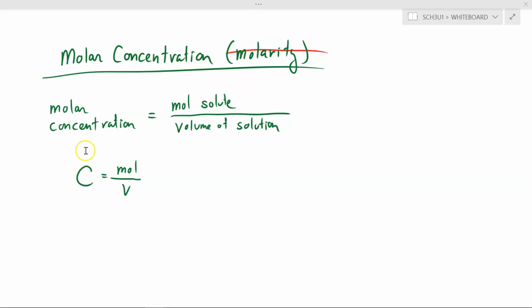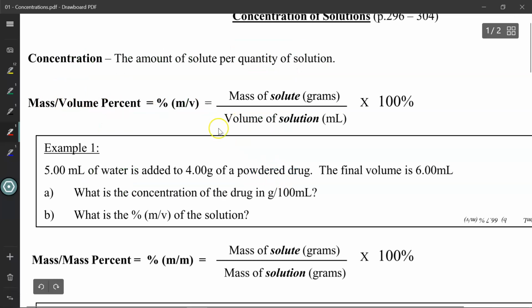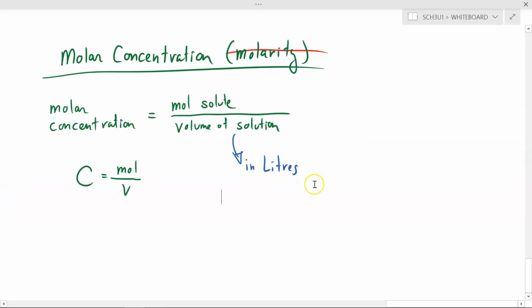So here's our equation. C represents the molar concentration, mole is the mole of solute, and V is the volume of the solution. Now be careful, the volume of the solution must be measured in liters. While %mv and %vv must use milliliters, molar concentration must be in liters, so don't forget to convert.